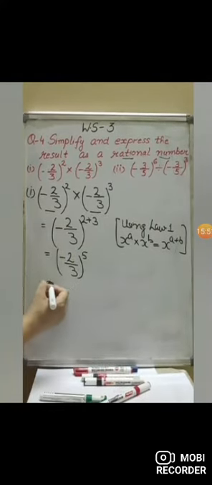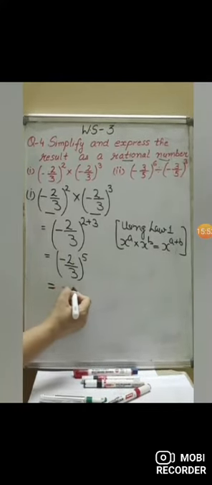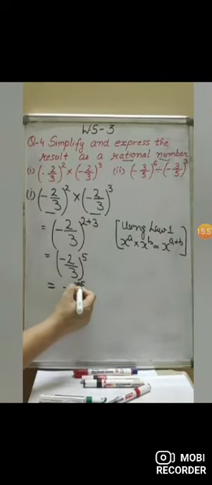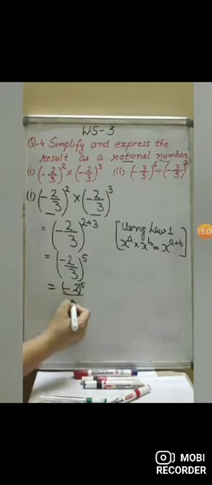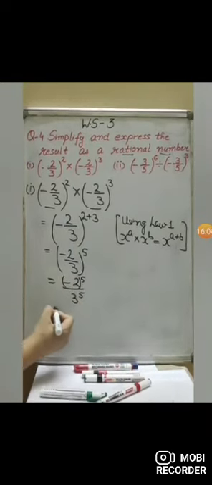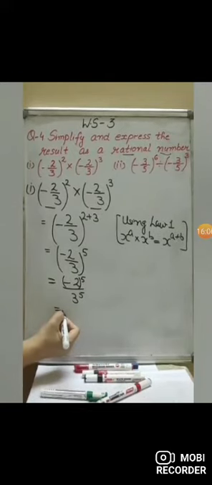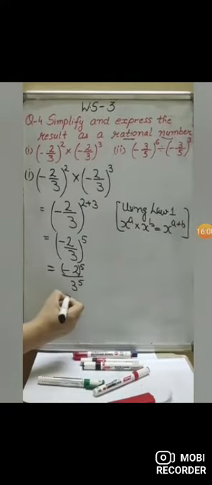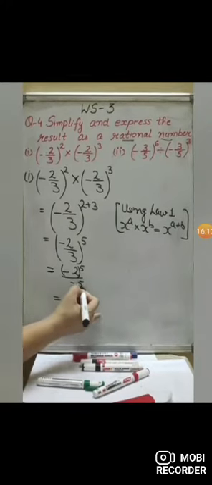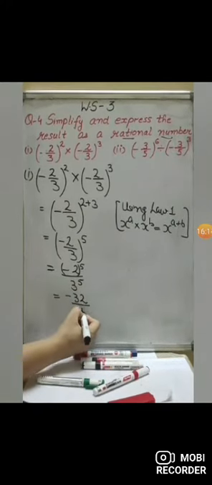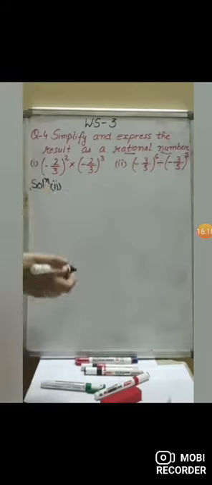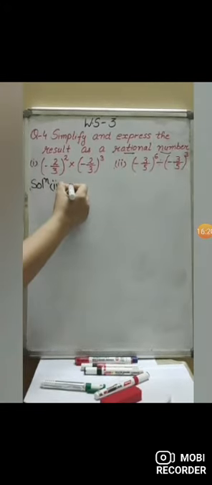So it can be written as (-2) raised to power 5 over 3 raised to power 5. 2 raised to power 5 is what? Minus 32. And 3 raised to power 5 is what? It is 243. Now come to second part.